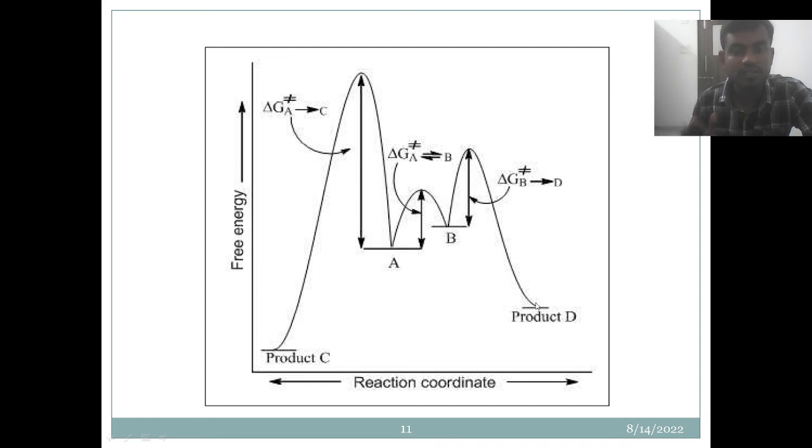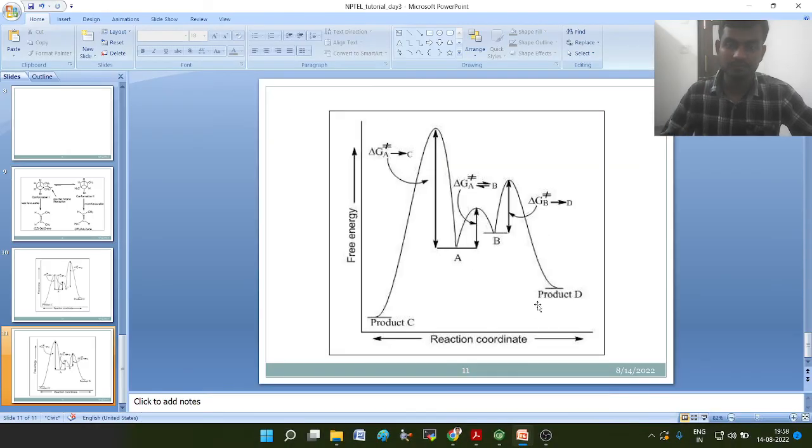So the overall conclusion is that it may be the case where the less stable conformation can give the major products. Both situations I have shown, where the more stable conformation gives the major product, and the less stable conformation can also give the major products, depending upon the energy of the transition state and the conformation.